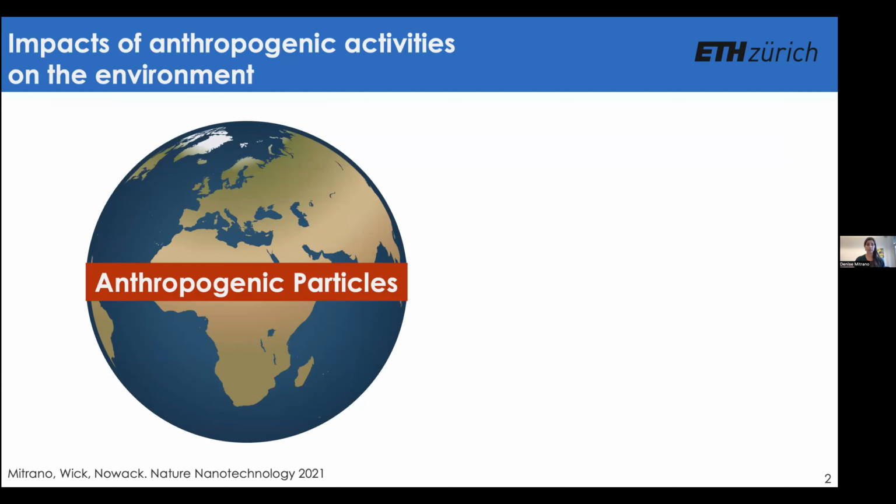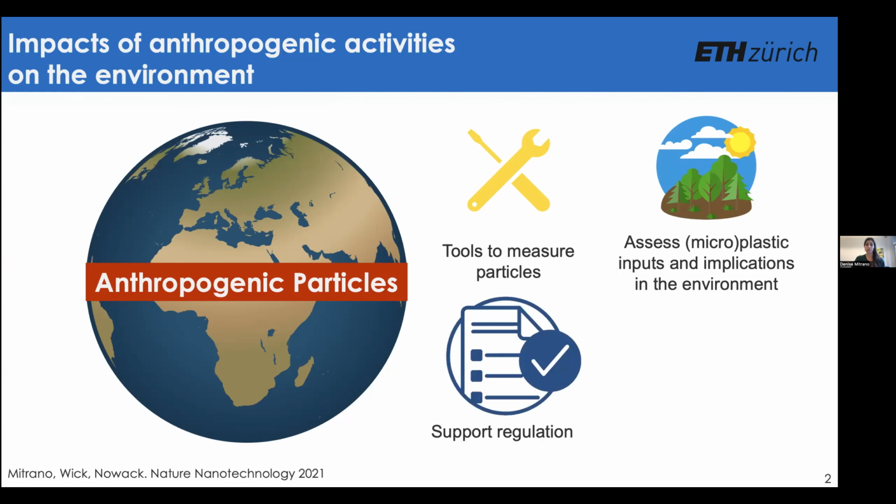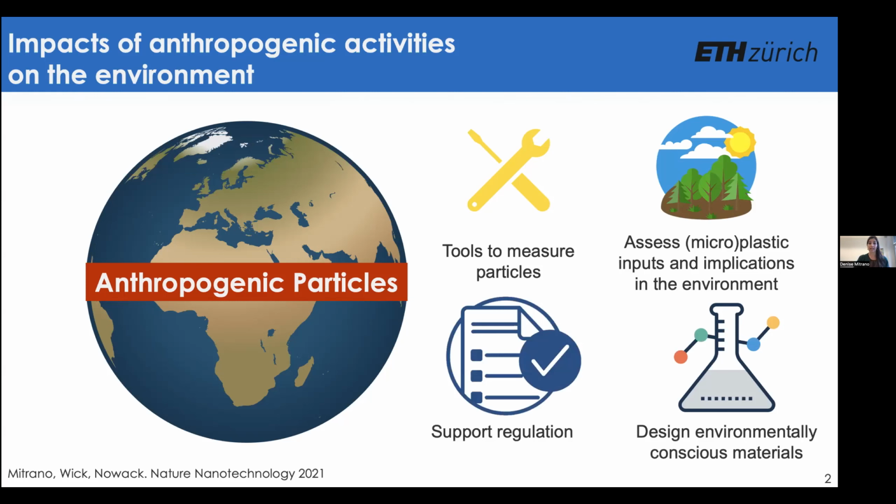So when we think about measuring these particles in the environment, first we need to be able to develop appropriate tools to be able to detect them, quantify them, and characterize them in terms of shape, size, and their chemistry. We also then, once we have these tools in place, want to assess the microplastic inputs and their implications in the environments. And as environmental scientists, I don't think we only want to describe the problem, but be also able to suggest some different solutions to these aspects. So our work also tries to support regulations and eventually design and develop more environmentally conscious materials so we have less negative impacts of plastic pollution in the future.